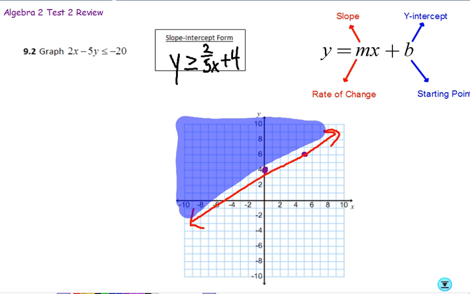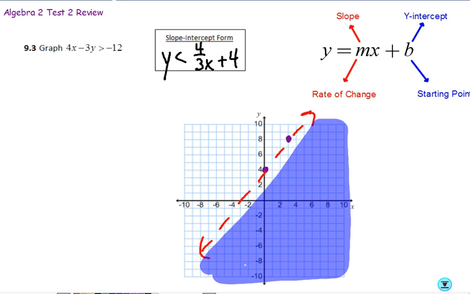Alright, so for 9.2, should we have y greater than or equal to 2/5 x plus 4? You should get a picture that looks like that, solid line shaded above. And for 9.3, y less than 4/3 x plus 4, a broken line shaded below. Alright, so that finishes up number 9.